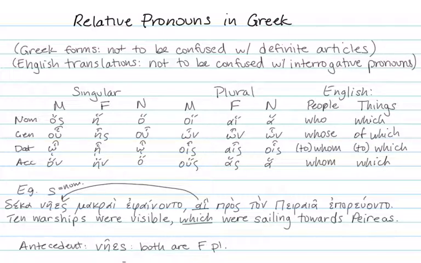Neees happens to be the subject in its clause, so it's nominative, but none of that matters because what we care about is how is hai functioning in its clause. Hai is the subject of eporeuonto, and therefore it is also nominative. Notice that in English, even though this Greek word is feminine and therefore the Greek pronoun is feminine, we don't translate the ships as who, but rather as which.